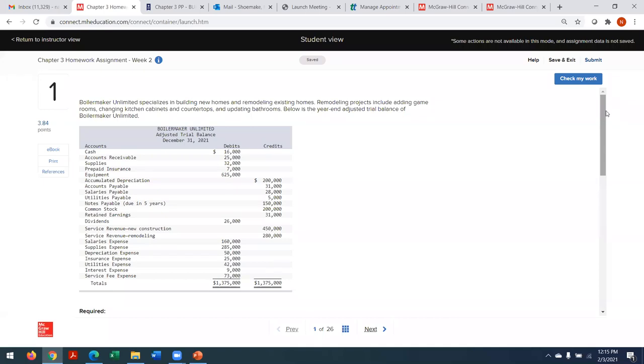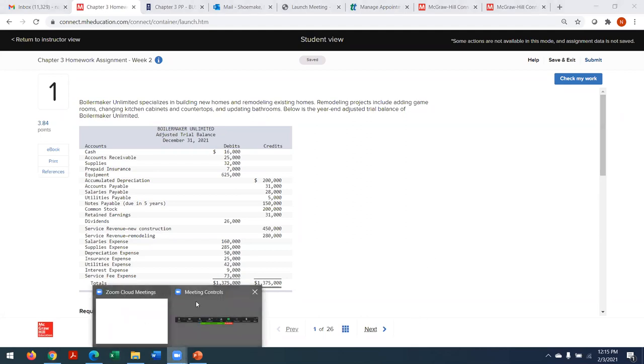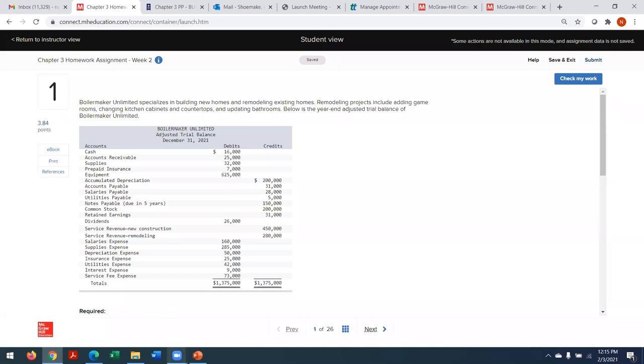Below is the year-end adjusted trial balance of Boilermaker Unlimited. Okay, one second here. Okay. So here we see the revenues and the expenses that will make up our income statement. We see the items that will make up our statement of stockholders' equity. And then we see the items that will make up our balance sheet.